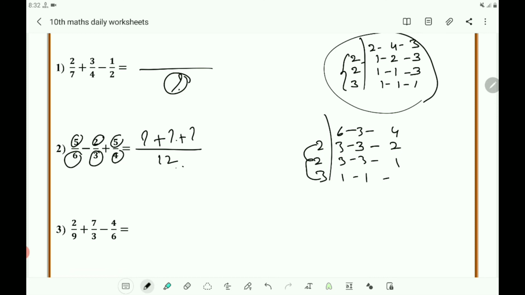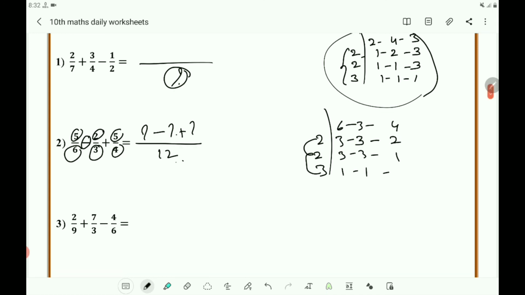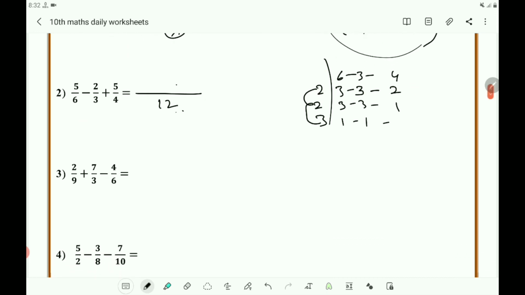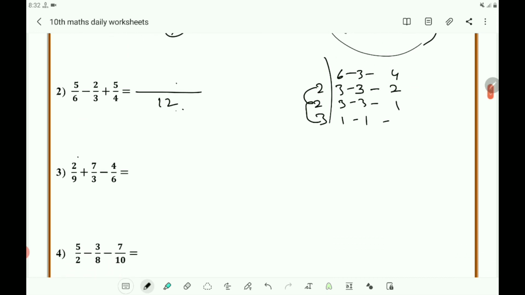Here it is not plus, here minus is there, so you must write minus only. The number, this number and this number were positive, so add those two numbers and subtract this one. In this way you can get the simplification. The simplified number will be formed. Then the third one. In the third one, 2 by 9 plus 7 by 3 minus 4 by 6.